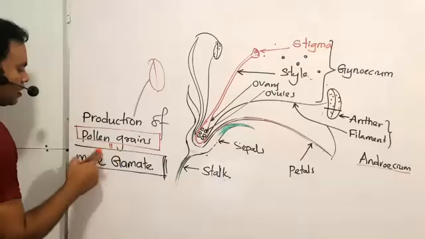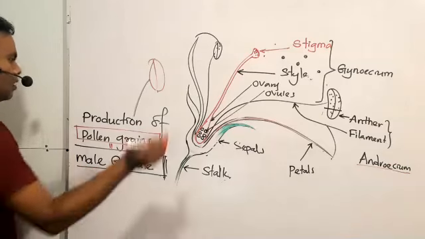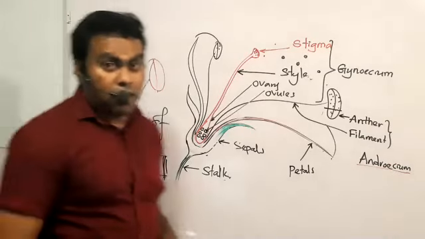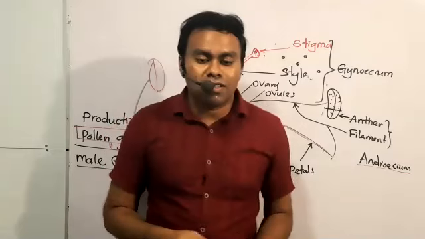Pollen grains. Pollen grain, because pollen grain means the male gamete in flowering plants. Look at the flowering plants.